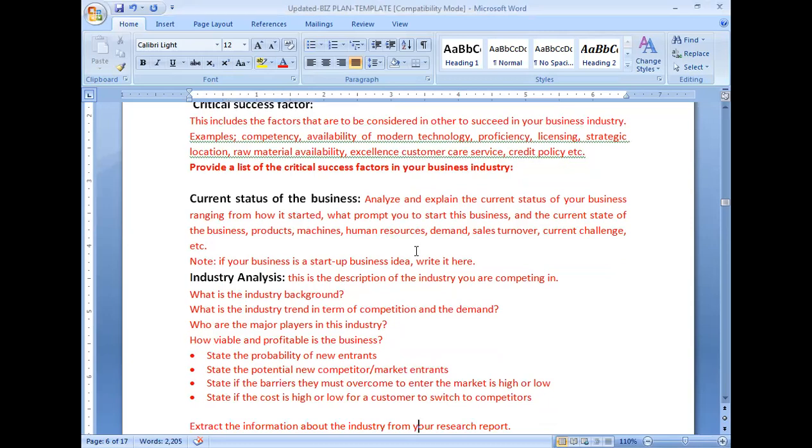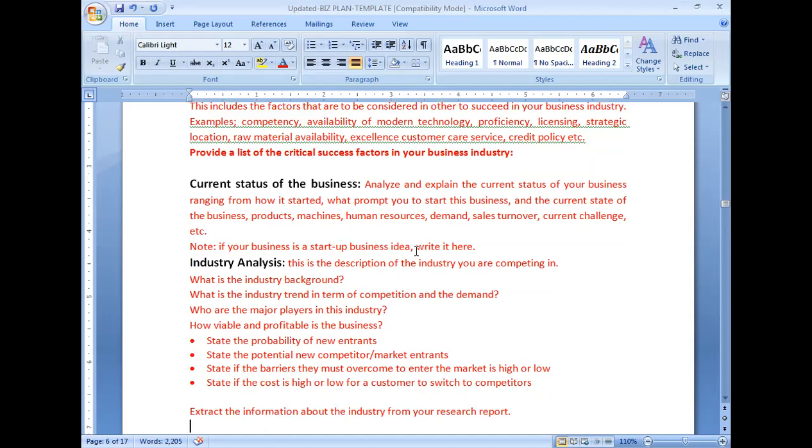Do you have an office space? Do you have a number of staff? How many are they? What is your sales revenue in the past few years up to date? So you list the traction so far. But if you don't have any traction, maybe you have not started your business yet, you can just say our business is a startup business enterprise.